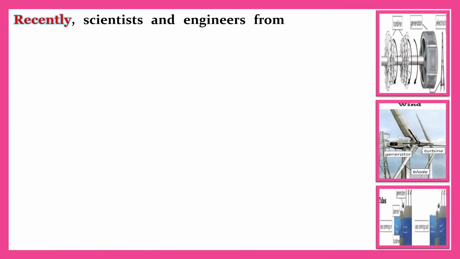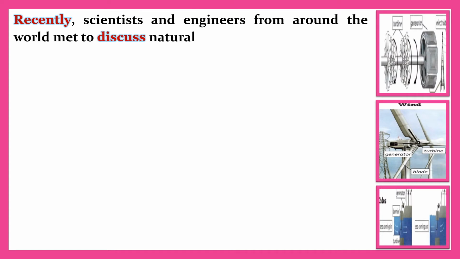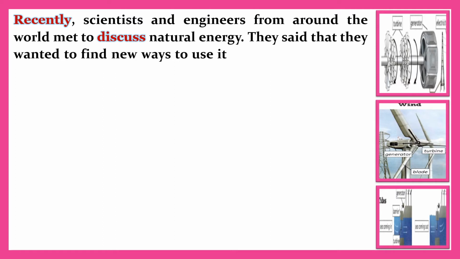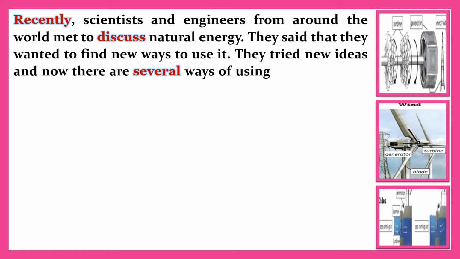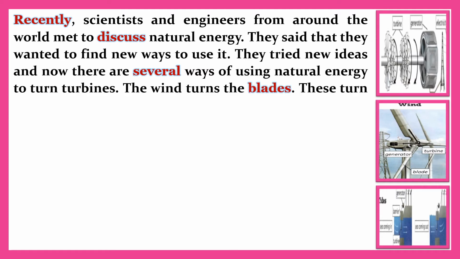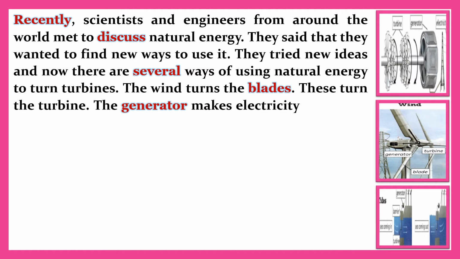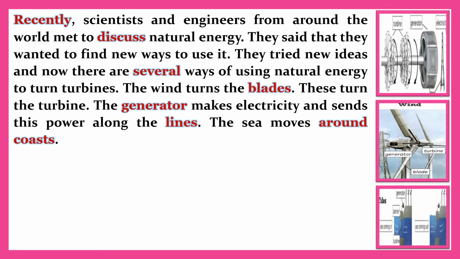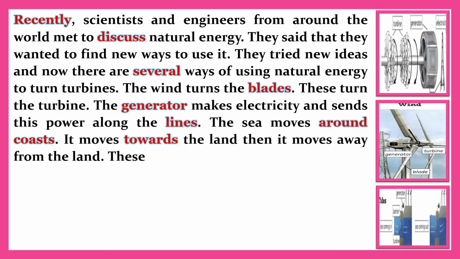Recently, scientists and engineers from around the world met to discuss natural energy. They said that they wanted to find new ways to use it. They tried new ideas and now there are several ways of using natural energy to turn turbines. The wind turns the blades. These turn the turbine. The generator makes electricity and sends this power along the lines.